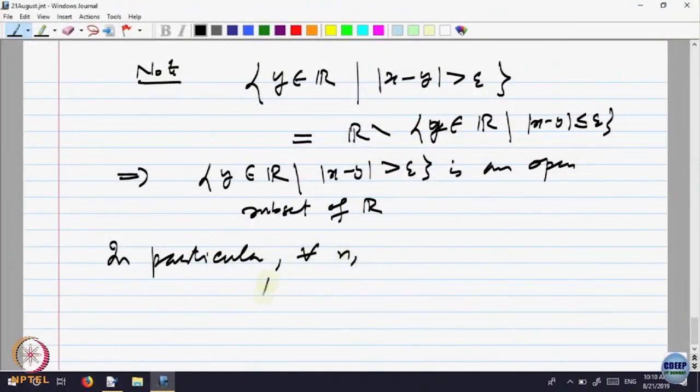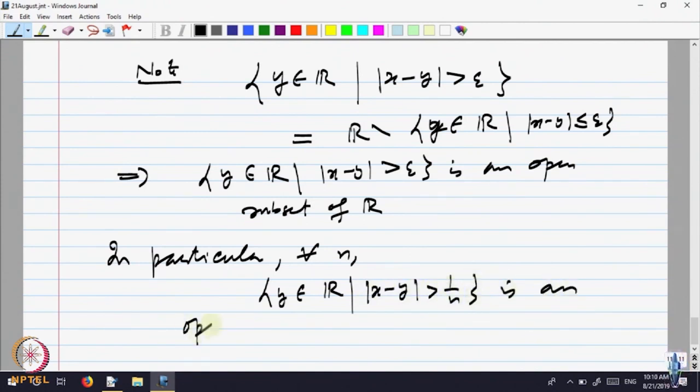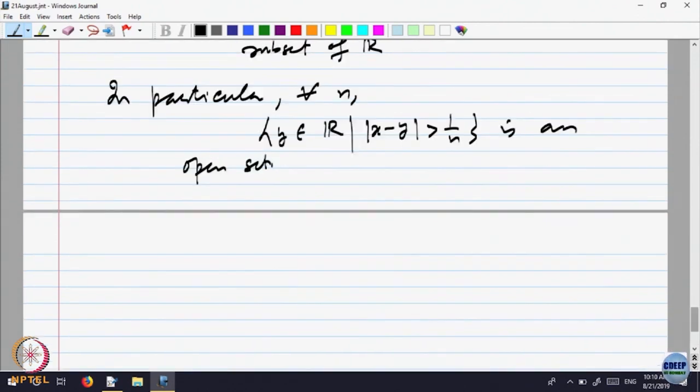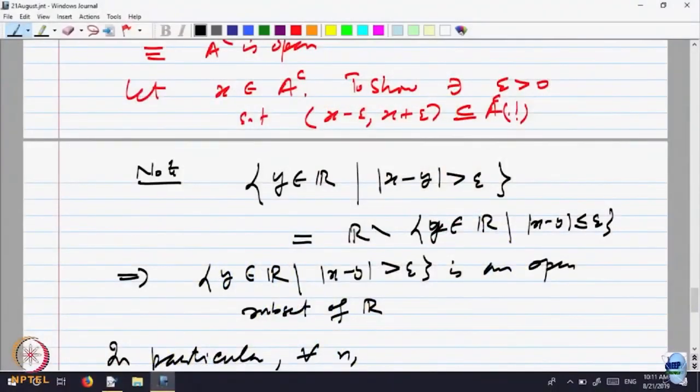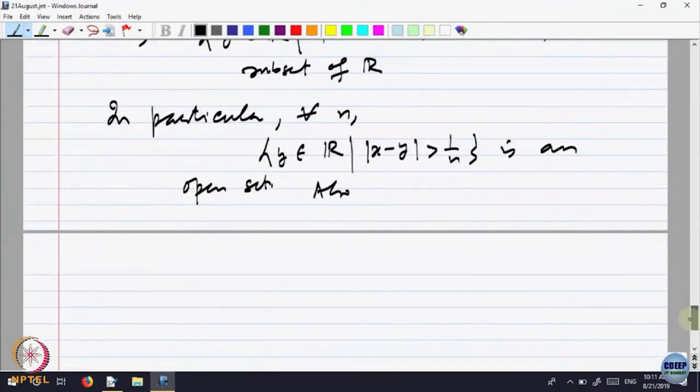for every n, the set of y belonging to R such that |x minus y| is bigger than 1 over n is an open set, right? x is fixed. Is it okay? This is an open set. Also, what is the relation of this open set with A? Where was the point x? x was in A complement, right? So, what is the relation of this with A complement?